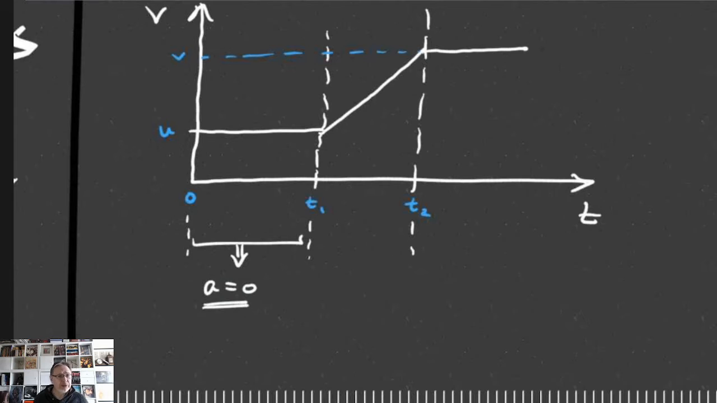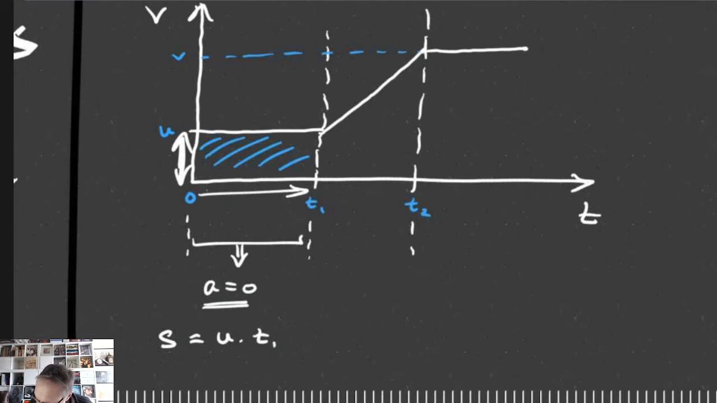But I can work out the area, and the area is the distance traveled. So I can write s is equal to the area, and the area, it's just a rectangle, it's the height times the width. u is that height, and t1 is that, which I could just call t for the time taken.